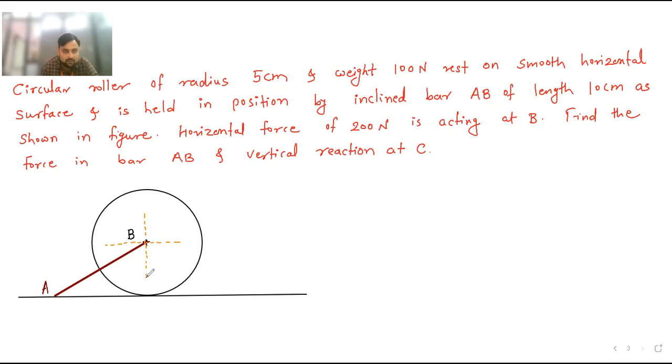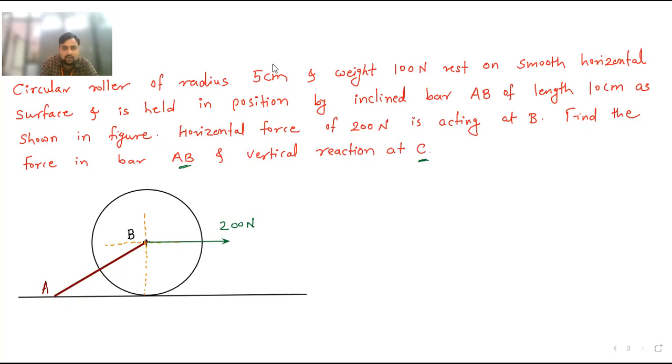Here is the contact point where the reaction is there. The horizontal force of 200 Newton is acting at B. So I will show the horizontal force, which is acting from B. The horizontal force has the magnitude of 200 Newton. Now further they told us find the force in bar AB and vertical reaction at point C.